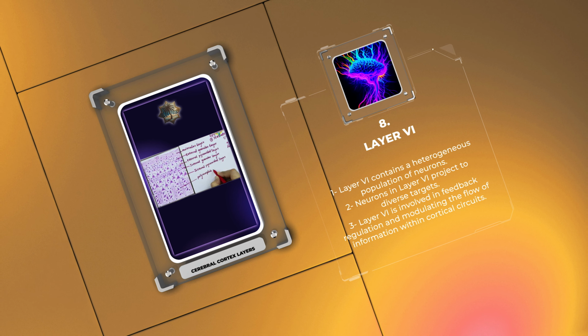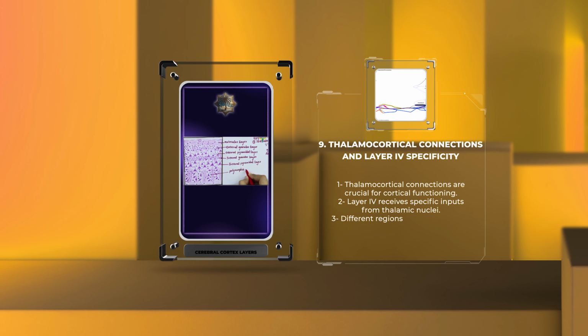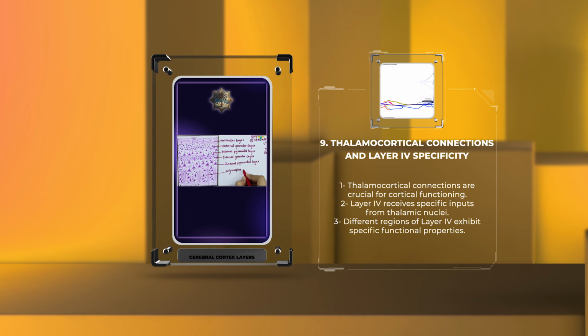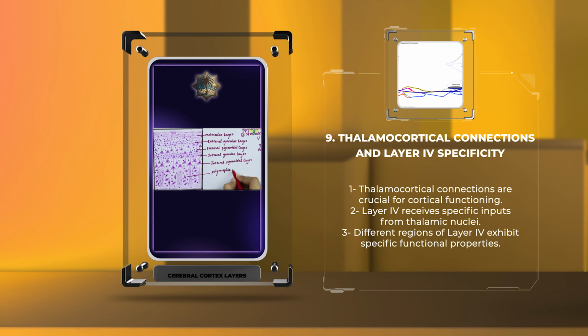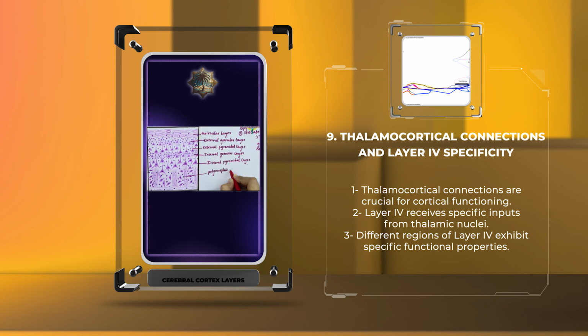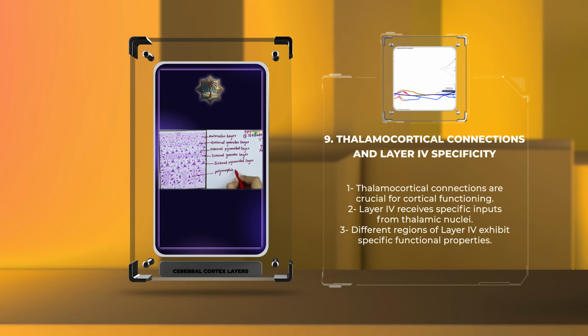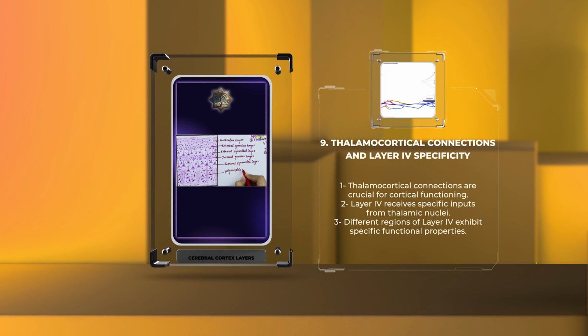The thalamocortical connections are crucial for the proper functioning of the cerebral cortex. Layer 4 receives specific inputs from defined thalamic nuclei, establishing a precise mapping of sensory modalities within this layer. Different regions of Layer 4 exhibit specific functional properties depending on the thalamic inputs they receive, contributing to the specialization of sensory processing within the cortex.